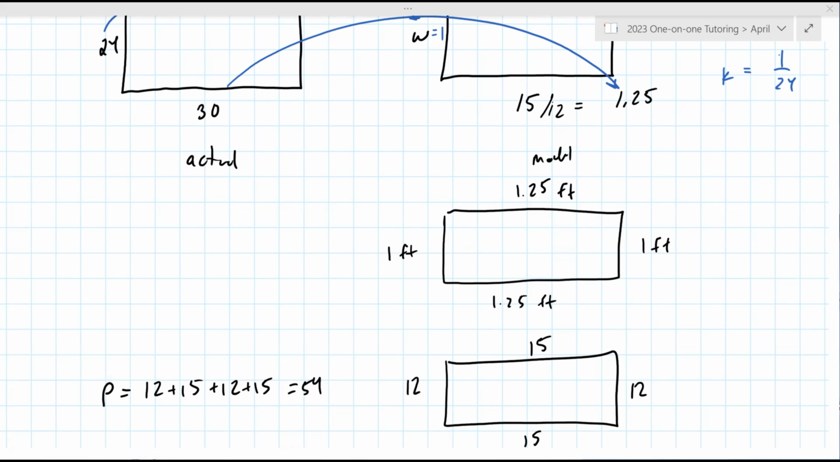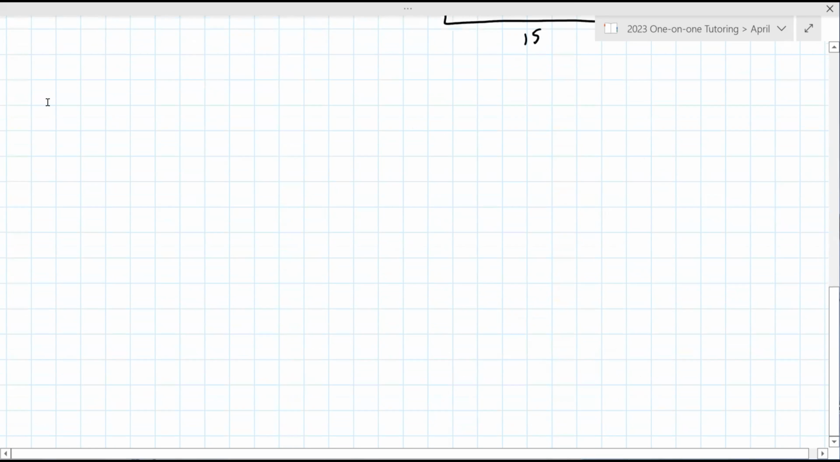Hopefully there's no issues with that. All right, good job. Okay, so that's the first question here. Let's look at the next one. So the types of problems you'll see here is they're either giving you the actual and the model, or the model and the actual in one direction or the other.